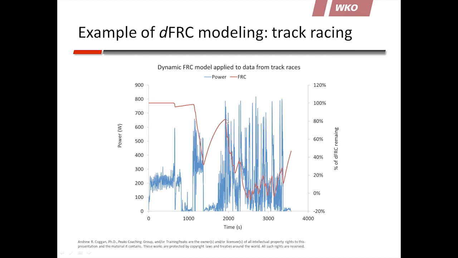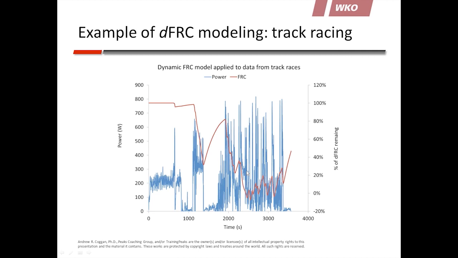And you can see there's a few short, sharp attacks early on, which cause her FRC reserve to drop. And then, including some time, you can see here where the power stays high. This is probably a bit of a solo attack. And then there's a lull. Everybody slows down, so she's recovering a little bit. Power is low. FRC is rising. And then there's another sprint, another attack, and then a counter. So she gets away solo.